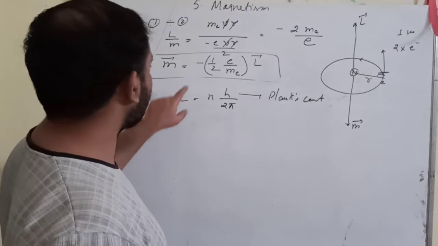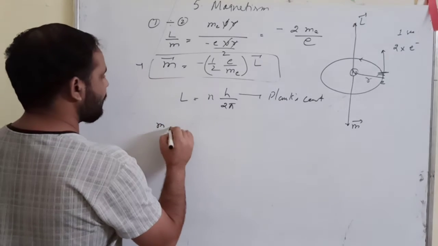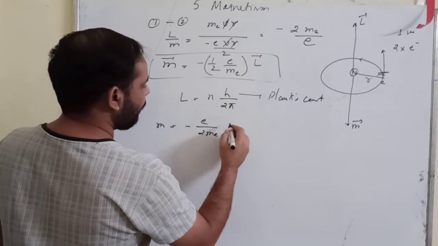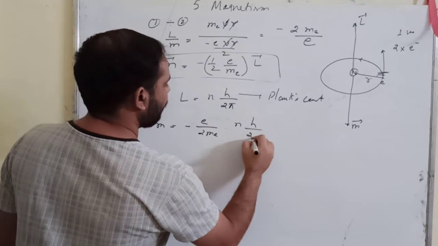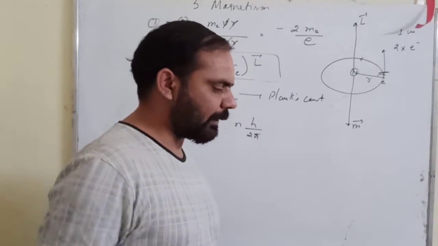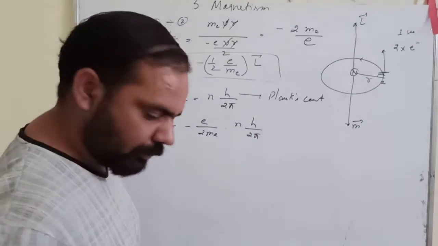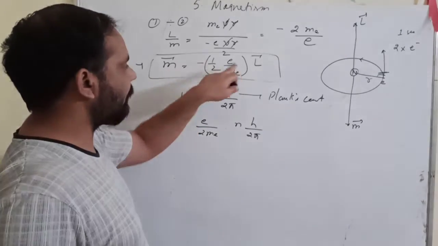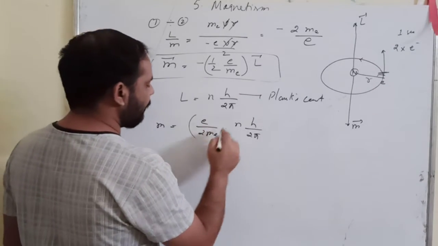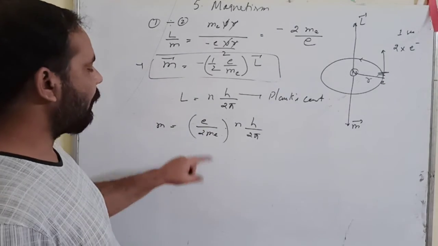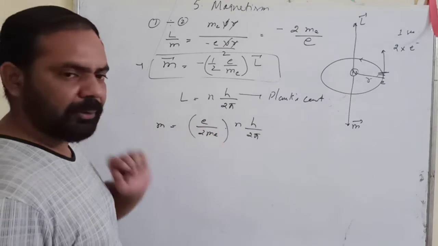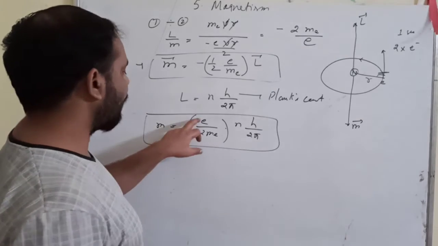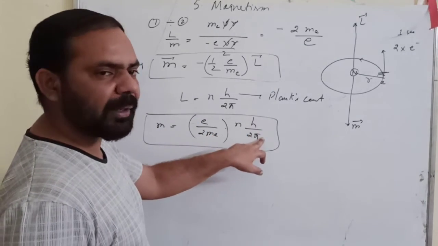So it means that you can replace this here. M is equal to minus e upon 2 me, into nh upon 2 pi. We can remove the negative sign here because the negative sign only indicates that the direction is opposite. So M is equal to e upon 2me times nh upon 2 pi. This is the expression for the magnetic dipole moment. Now e upon me is a constant, h upon 2 pi is a constant.